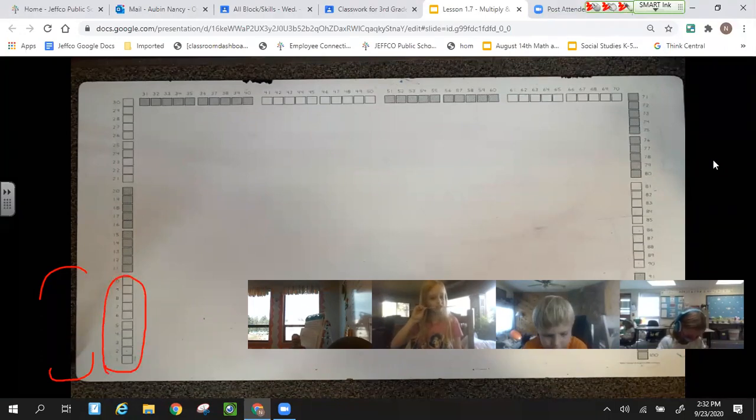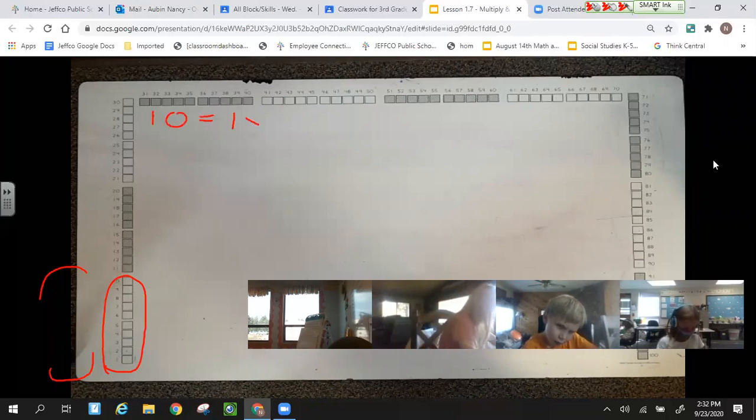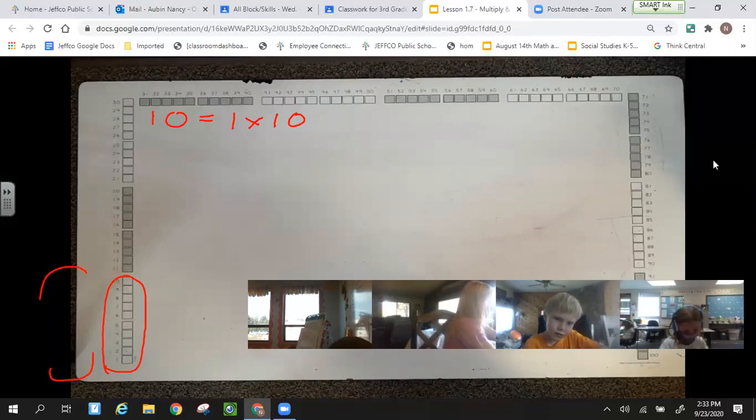So we know, and we're going to write our equation up here, 10 equals 1 times 10. Let's go ahead and get started. We're looking at our count by for 10 today, looking for equal groups. They have to be equal, right? You want to do not just one, you want to do the whole 10. There you go. I bet you guys can predict what's coming next. I think Dave knows.